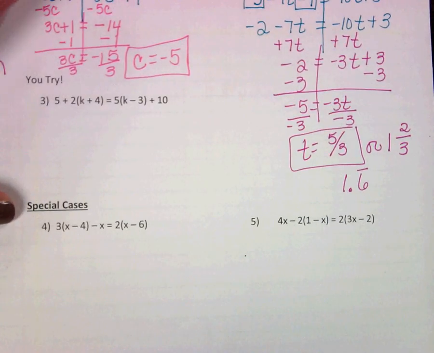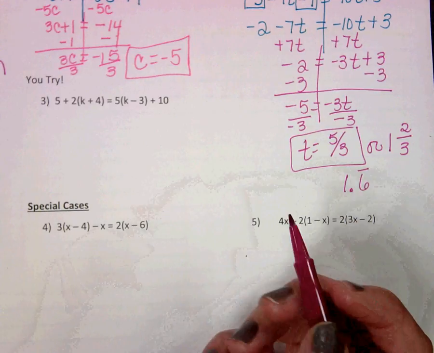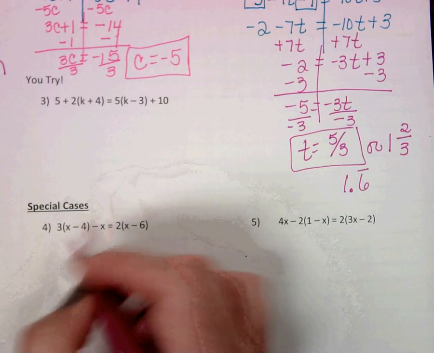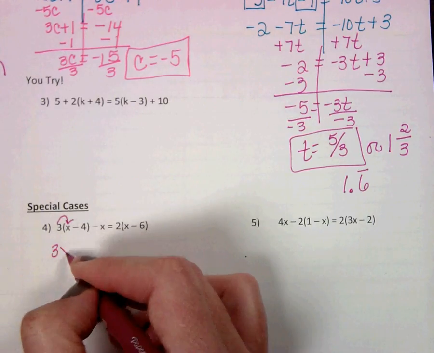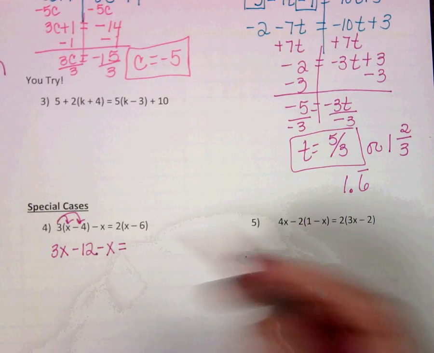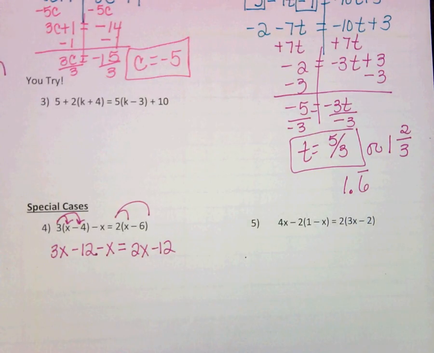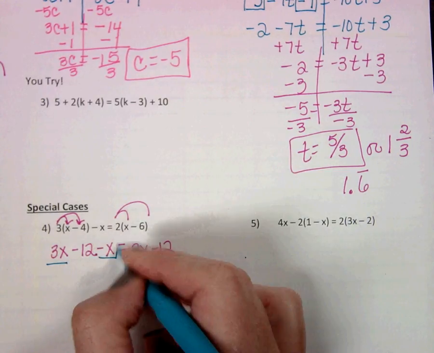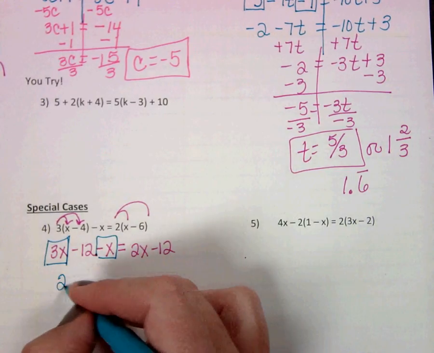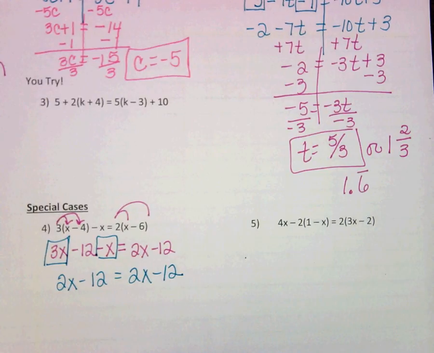Okay, so two more that I want to look at together are the special cases. So in number 4, again, you see some parentheses, so hopefully you realize we need to distribute. So this would be 3x minus 12, and then I have minus x, and then on the right, 2x minus 12. I then have some like terms over here on the left. 3x minus x is 2x. And my first question is, do you notice anything there? Hopefully you notice that they're exactly the same on both sides.